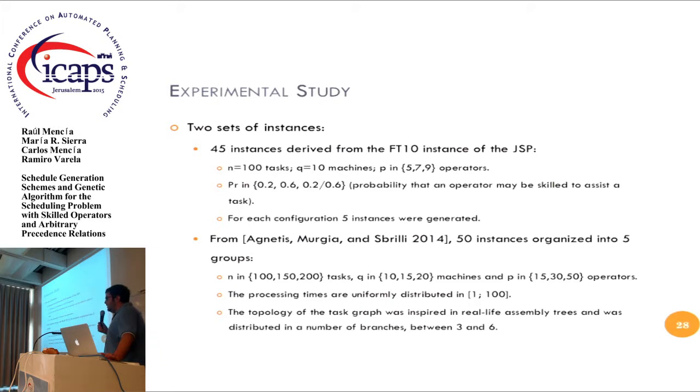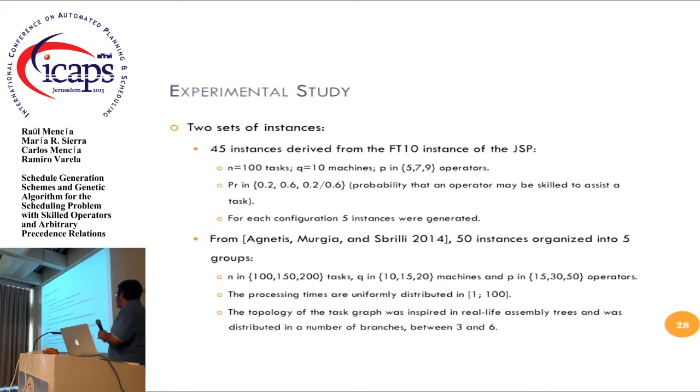Now I'm going to talk about the experimentation. We use two sets of instances. The first set of instances was generated using the FT10 instance from the classical job shop scheduling problem. What we did was take different numbers of operators and different probabilities that an operator may have the skill to assist a task. And from each combination, we generated five instances.